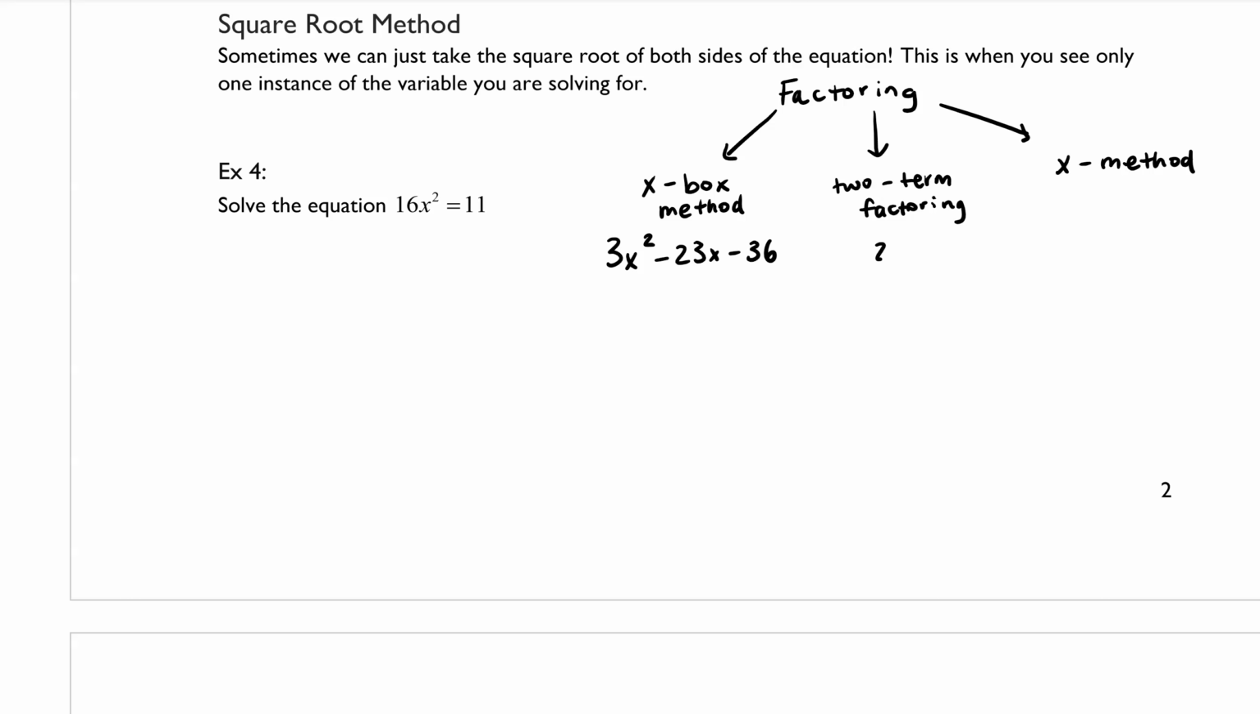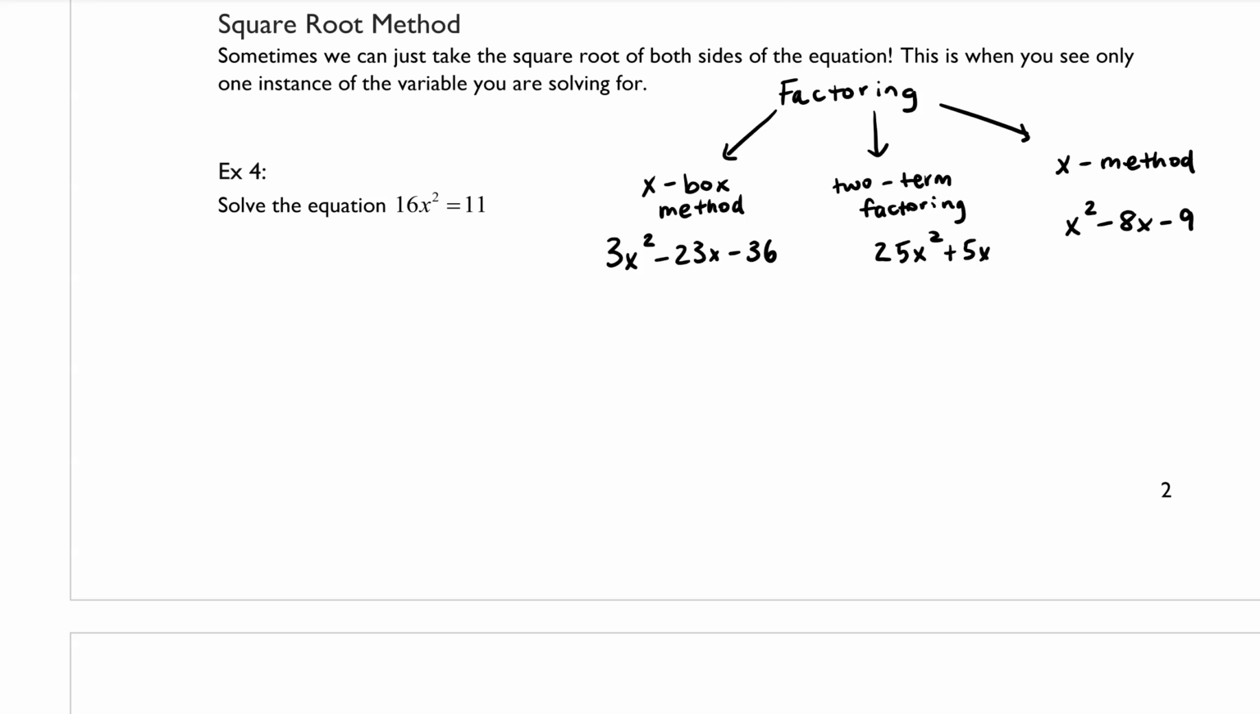For two-term factoring, if we had something like 25x squared plus 5x, in that scenario, our c value is equal to 0. So that's when we would use two-term factoring. And then the X method is when we have all three terms, but our a value is equal to 1. So an example of that would be like x squared minus 8x minus 9. Okay, so that was just a quick recap of the factoring methods that we've seen so far.